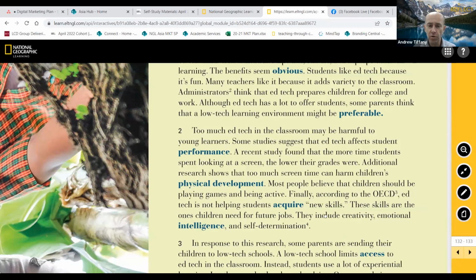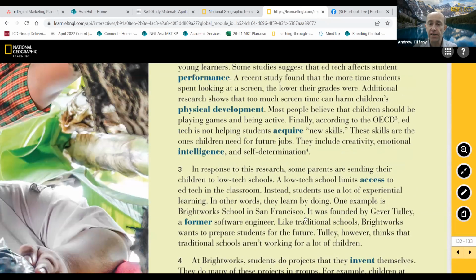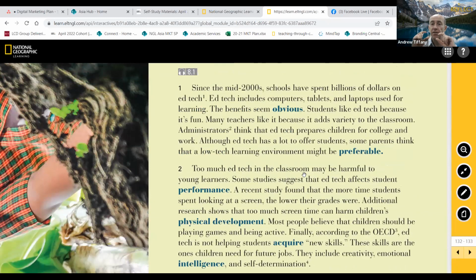Okay, cool. And then if we look in the third paragraph, we've got a shift. Okay, here it says, in response to this, some parents are sending their children to low-tech schools. Okay, and then it starts describing this. So as we go through a piece of reading like this, we can analyze the different parts of it.